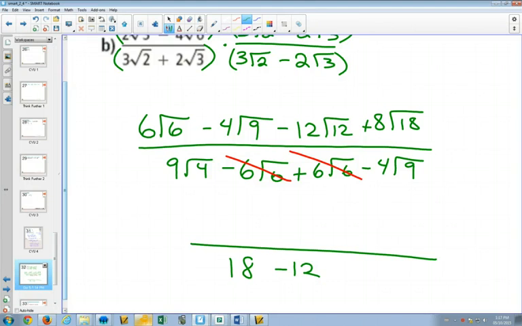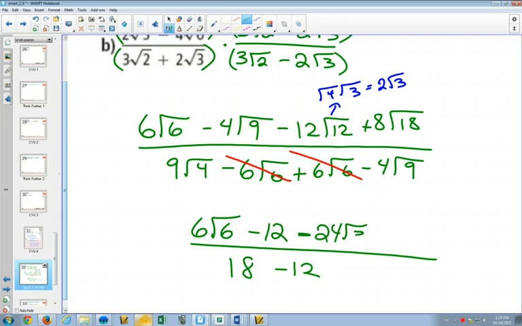On the top, we have to look if we can simplify any of our radicals. 6 root 6 is already as simplified as you can get it. But 4 times square root of 9 is going to be the same as 4 times 3, which is 12. Since the square root of 12 is the same as the square root of 4 times the square root of 3, which is the same as 2 square roots of 3, 12 square roots of 12 is going to become 24 square roots of 3.